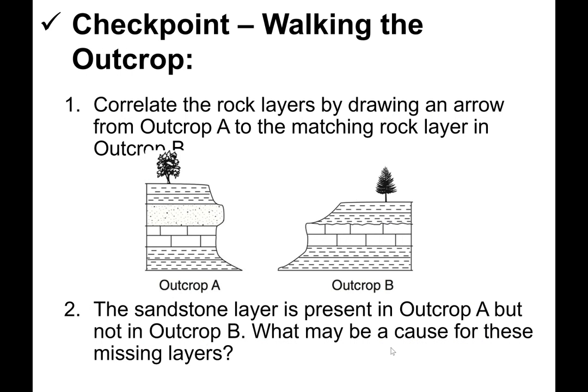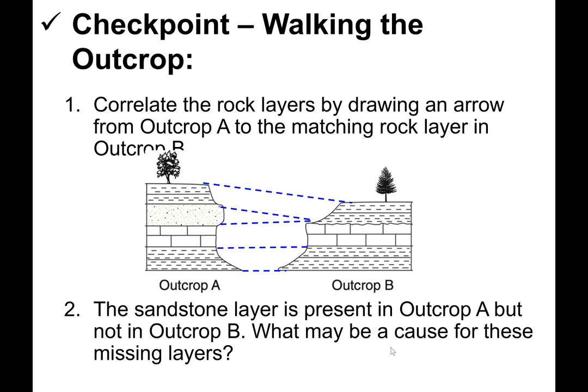So if we were to do a little practice with this, we're going to correlate the rock layer by drawing an arrow from A to match where it is on B. So spend some time doing that. Now, when we look at this, we'll see a matching of the shale layers up top. Now, on outcrop B, we see a squiggly line. Remember that represents the unconformity, and that's the missing layer of the sandstone that we see on the left-hand side. The limestones match up nicely, and then on the bottom, we have two layers of shale, which also match up nicely. Now, the sandstone layer is represented in outcrop A, but not in B.